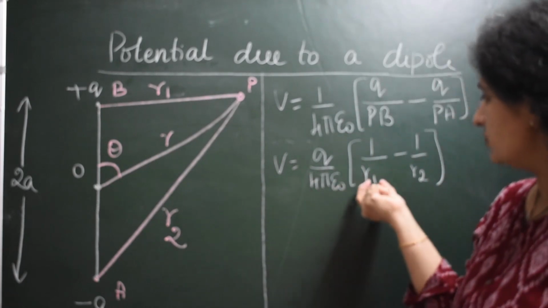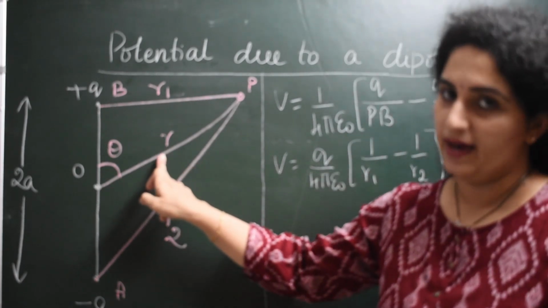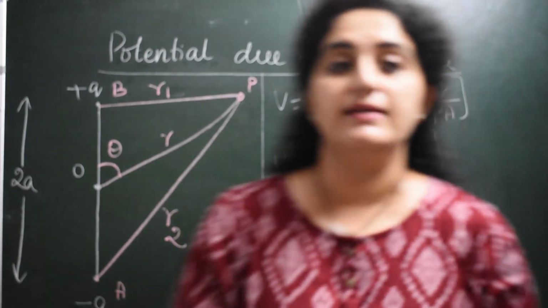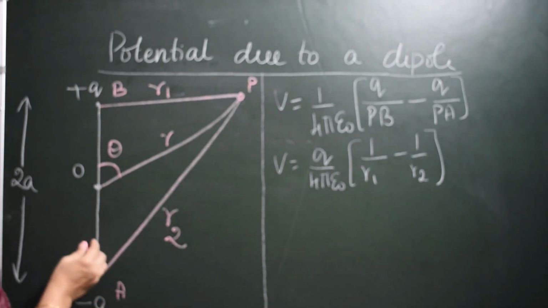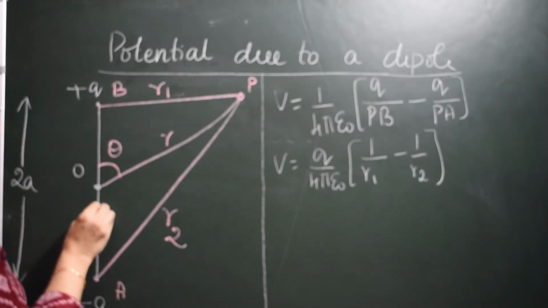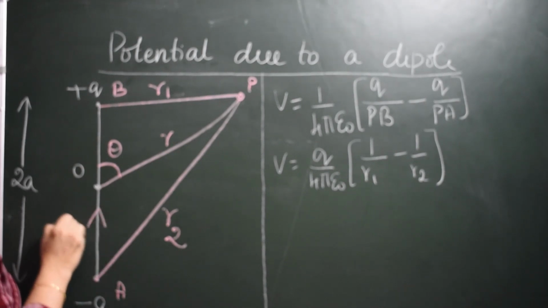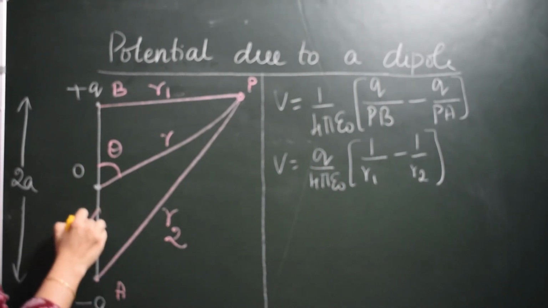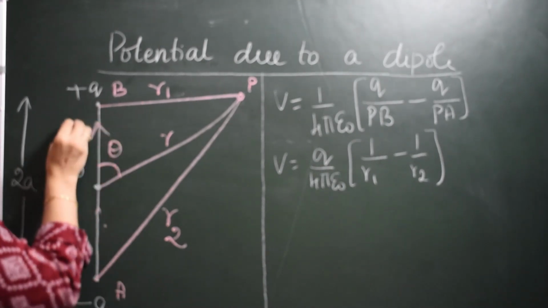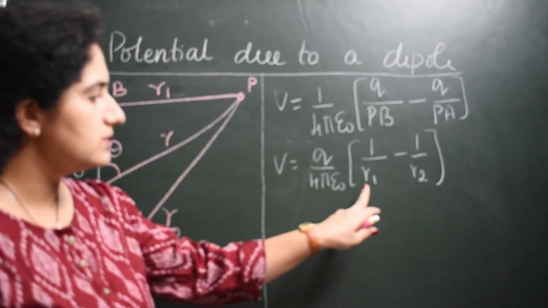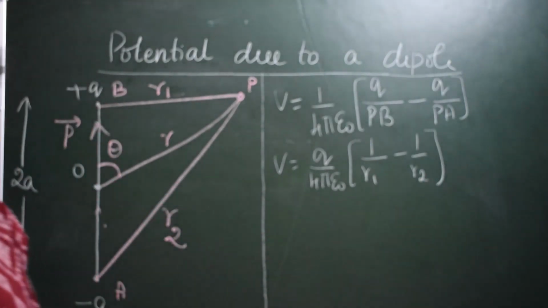Now we have to write this R1 and R2 in terms of R, so that we can simplify it further in terms of angle, and then write in terms of dipole moment. What is dipole moment? It is the product of one of the charges and the separation between the two charges. It is directed like this, so we usually write it like this, P. Just keep in mind that P is in this direction, from minus q to plus q.